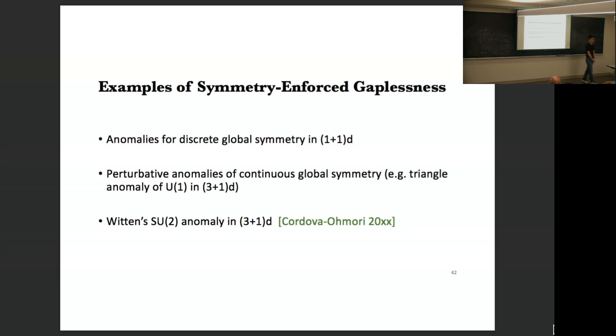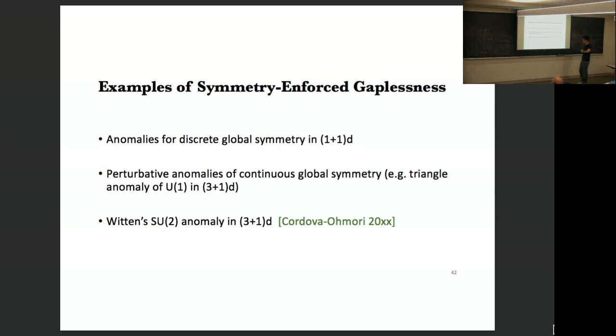For example, in 3+1D, if you have a U(1) global symmetry, there's a familiar triangle anomaly. That triangle anomaly is an integer value, and that cannot possibly be reproduced by a 3+1D TQFT, because that anomaly will show up as a term in the current three-point function at separated points, and a TQFT cannot reproduce such an anomaly.